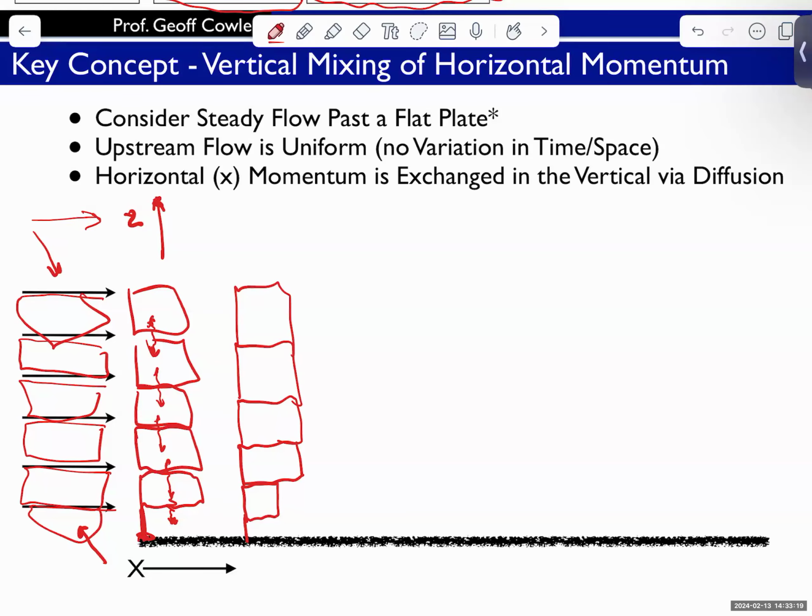But it's taken some time because the parcels have moved from left to right. They're moving at a speed u out here in the external flow. So there's a time scale associated with this motion from left to right. And that time scale we can write as delta x, the distance they've traveled in that time, divided by the speed at which they're moving.